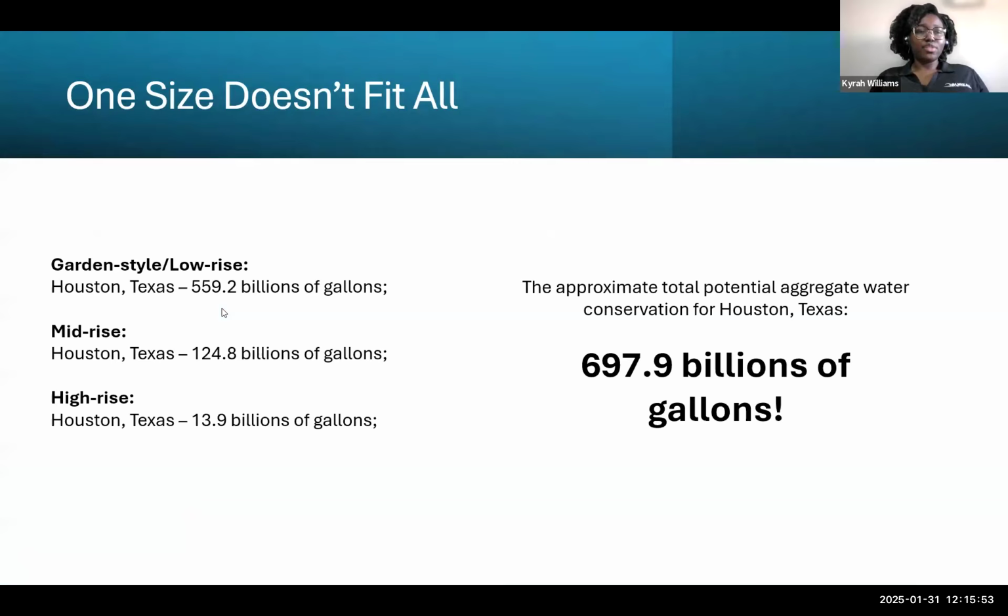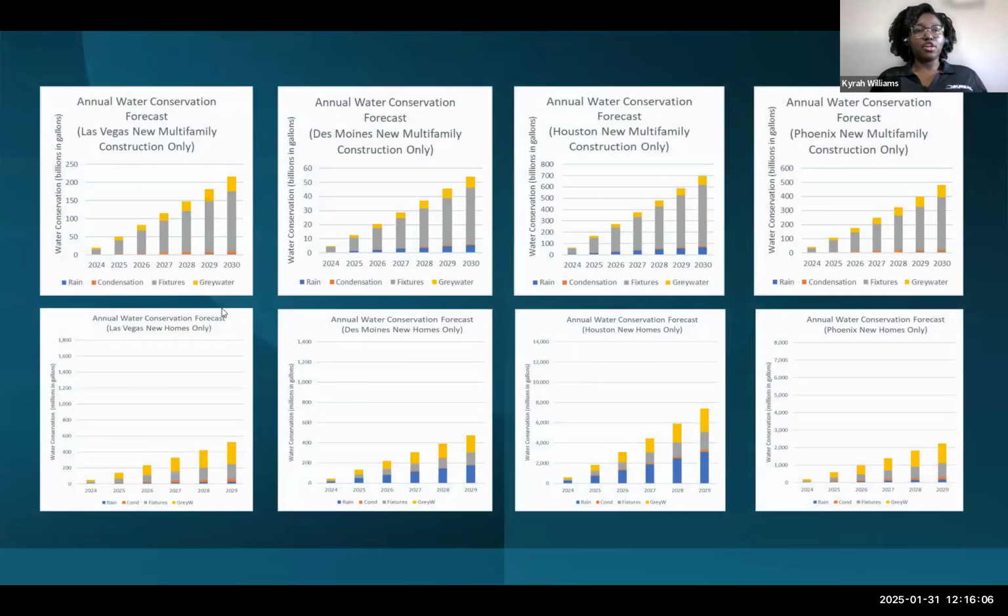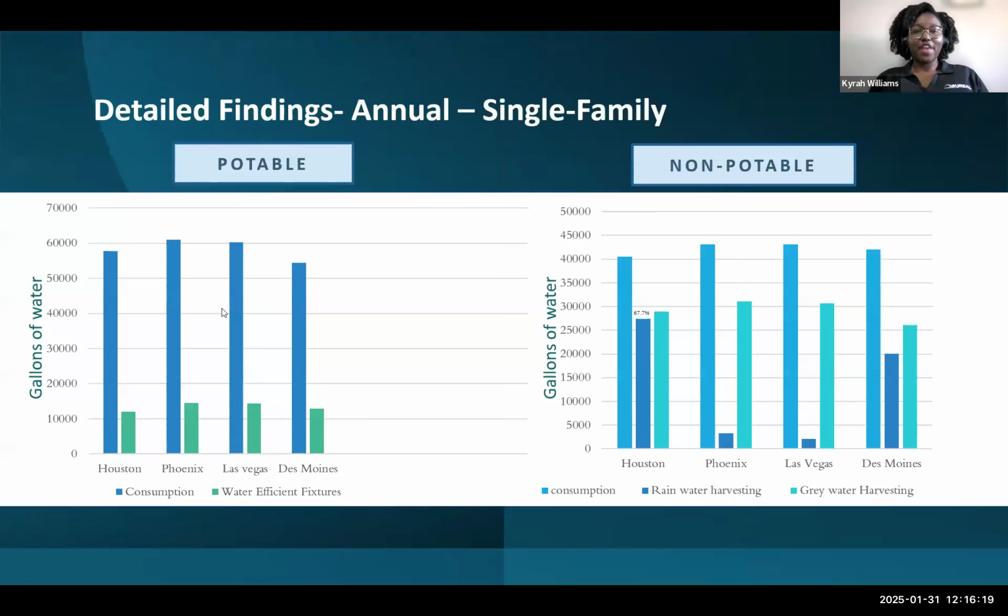So again, for Houston, based off of all of our calculations and our forecasting, there's a conservation potential of 697.9 billion gallons. Like I stated earlier, this was done across 4 cities. And again, it's not a one size fits all. Different measures work for different cities.